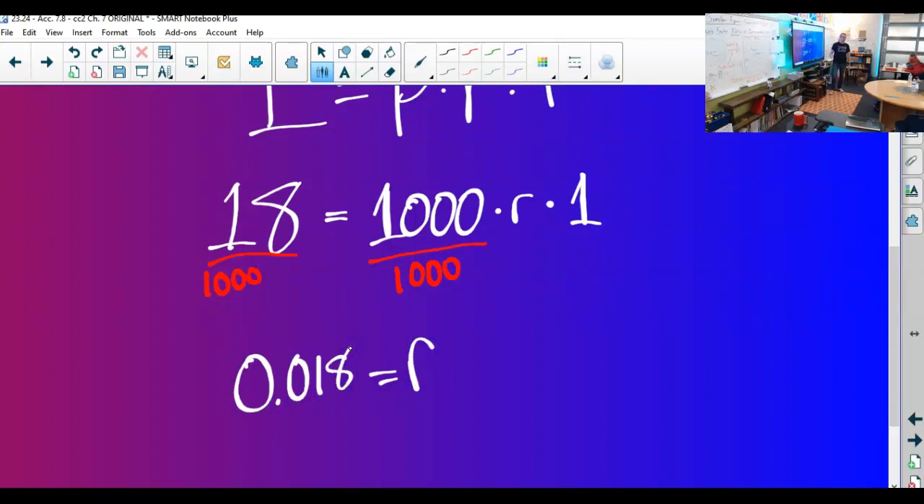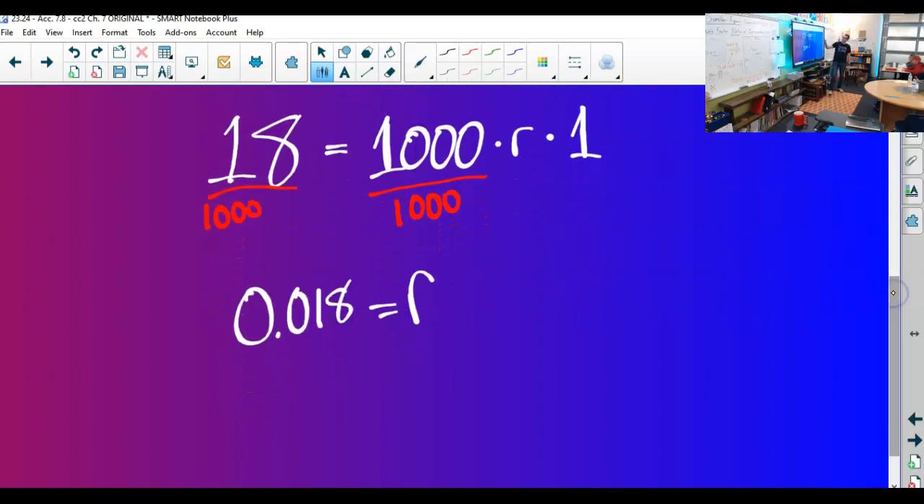So what percent are they charging us now? 1.8. So is this better or worse than 2%? Better. The $18 a week would be better than 2%. It's like 0.2% better, but it's better. Any money's money. Questions on how we just got to the rate when they gave us everything else?